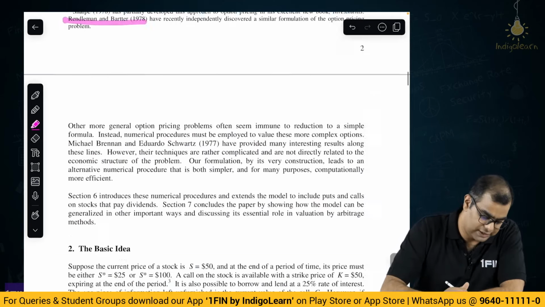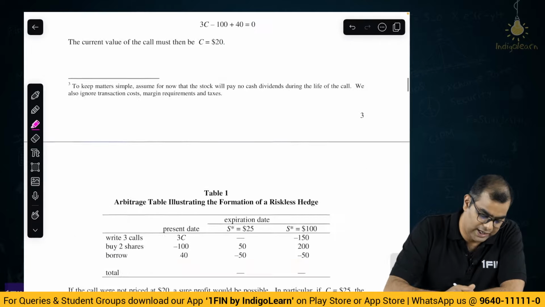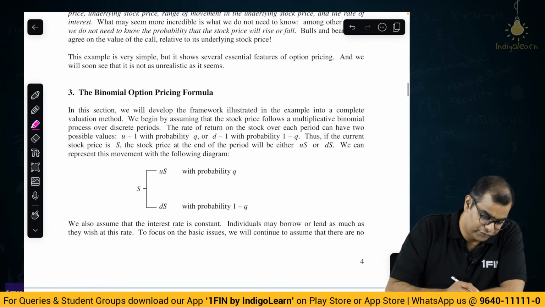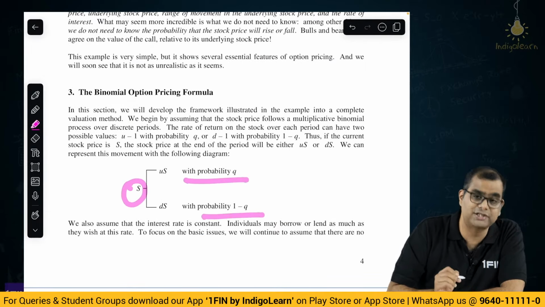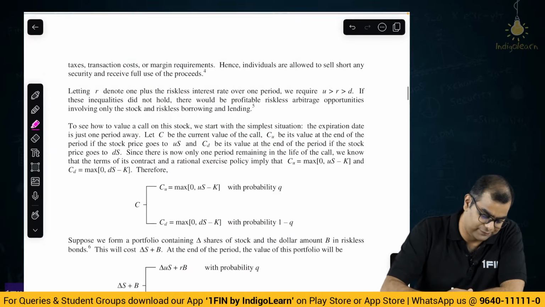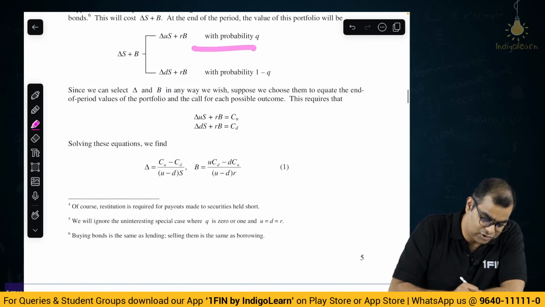Okay. So in this what they have said is, write 3 calls, buy 2 shares, borrow some money, which basically is your replicating portfolio, and they have arrived at S with Q probability, 1 minus Q probability. In the original one, they have called it the binomial option pricing formula. They have said uS with probability q, dS with probability 1 minus q. So basically they have said there is a probability associated with it.